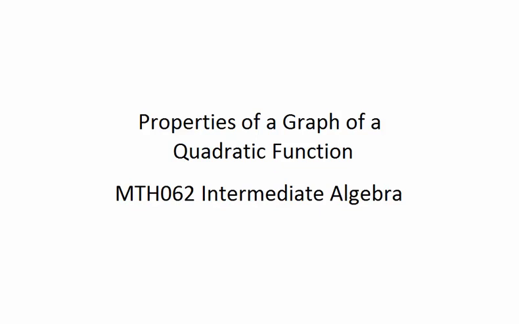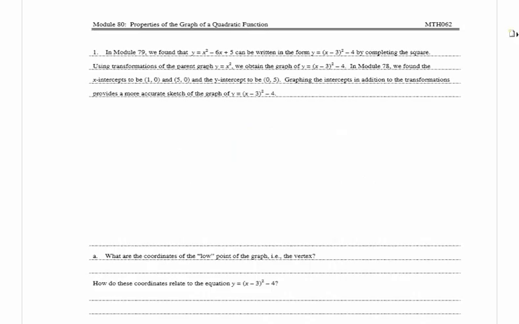In this video, we're going to look at properties of a graph of a quadratic function. In 1, it says, in module 79, we found that y is equal to x squared minus 6x plus 5 can be written in the form y is equal to (x minus 3) squared minus 4 by completing the square. Using transformations of the parent graph y is equal to x squared, we obtain the graph of y is equal to (x minus 3) squared minus 4.